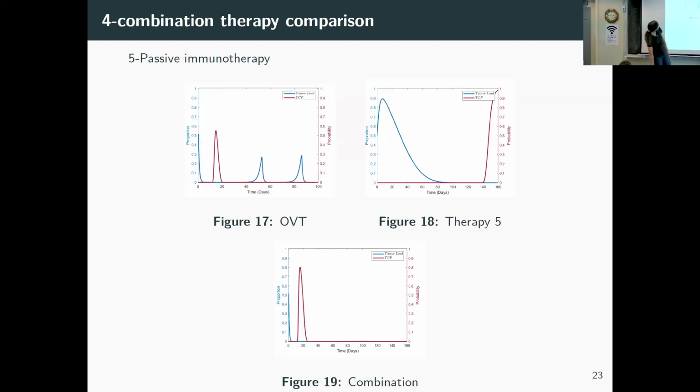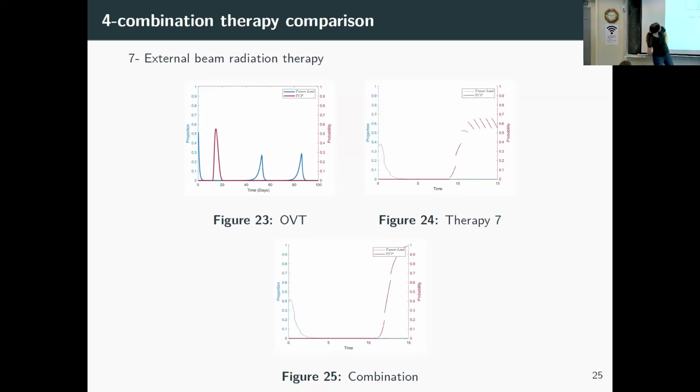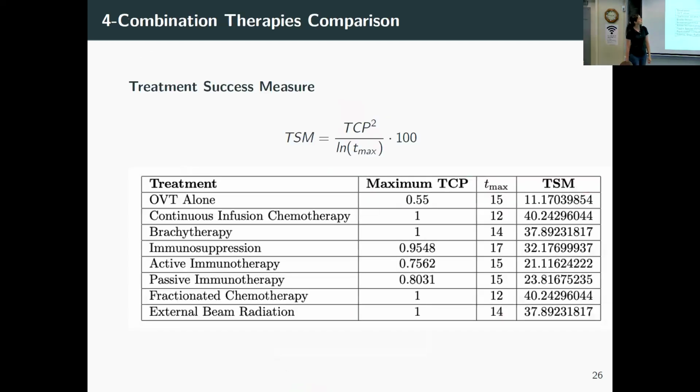We have the passive one, passive immunotherapy, fractionated chemotherapy, and external beam radiation therapy. So this might not be obvious, which one is working the best. So what we did, we needed to compare these. I think the best therapy would be one that has the highest TCP in the shortest number of days. So we came up with this treatment success measure, which is the TCP squared over the log of Tmax.